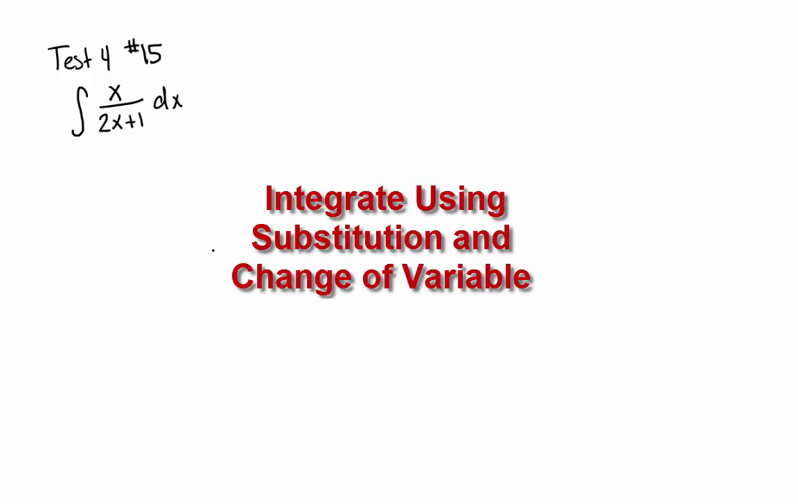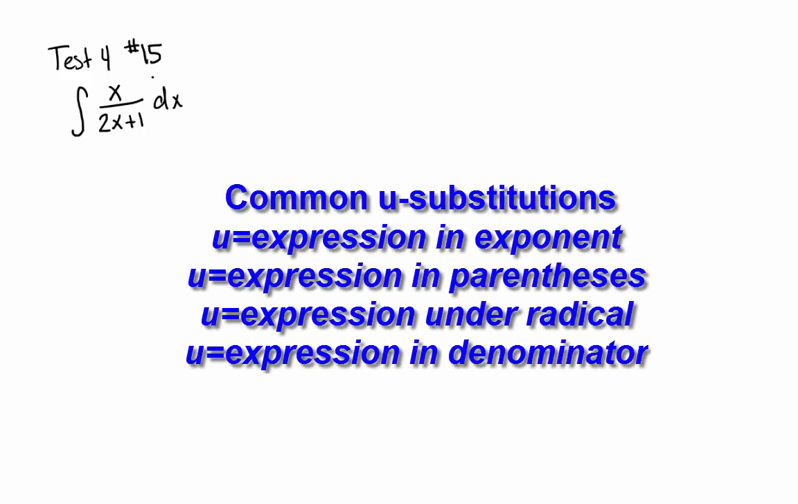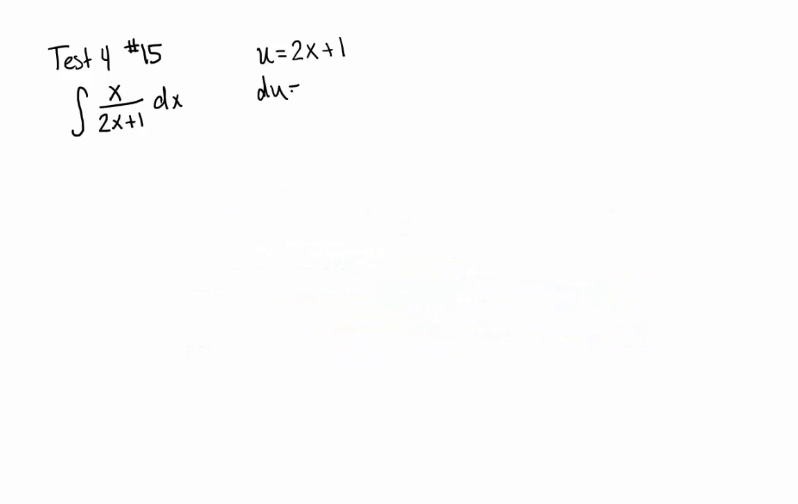The instructions for this one were to integrate using substitution and change of variables. So that was supposed to be a clue that it wasn't going to be just a regular substitution. When you see a fraction like this, it doesn't fit a pattern in your integral formula sheet. What's one thing we could try letting u be? The denominator. So u could possibly be 2x plus 1. That would mean that du would end up being 2dx.